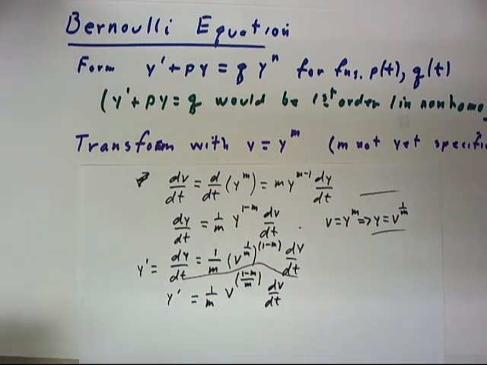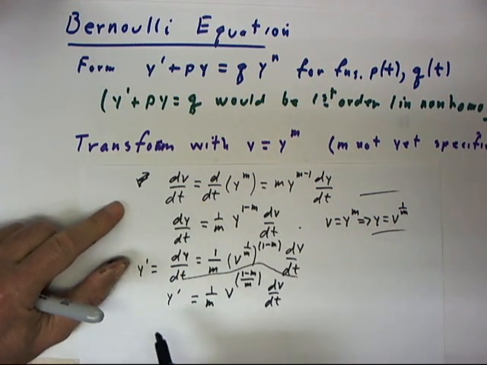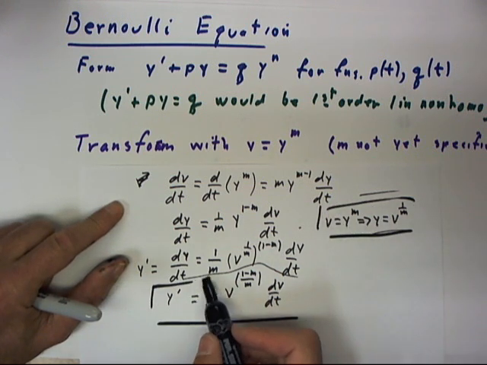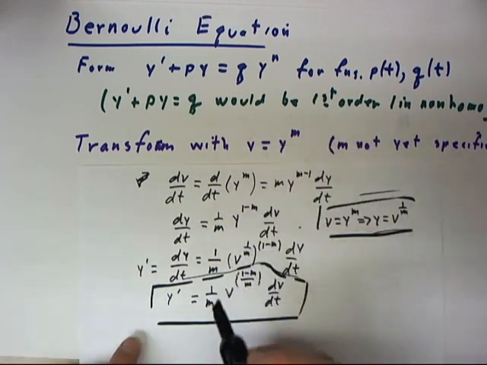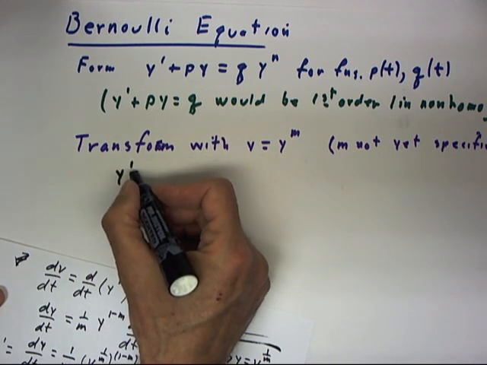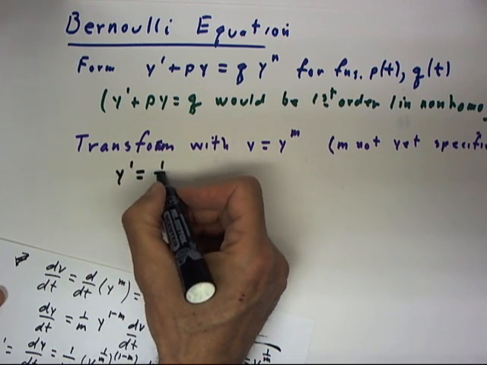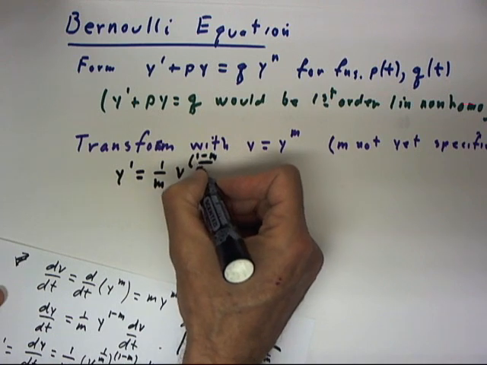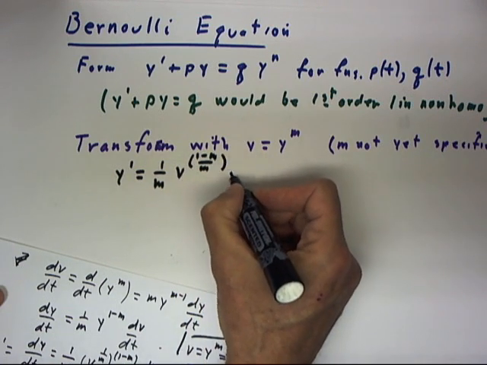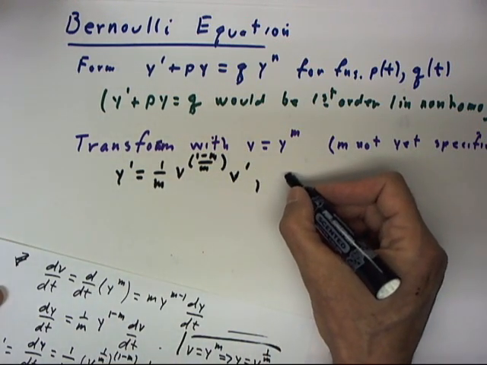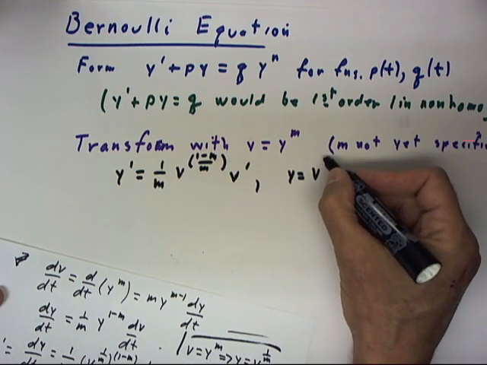Let's kind of summarize that on the original sheet. The results here are that y prime is equal to this, and of course that v is equal to this. Using these two results, we're going to be able to rewrite the equation. So, leaving out all the steps in between, y prime is 1 over m times v to the 1 minus m over m times dv dt, and I'll just write that now as v prime, and y is v to the 1 over m.